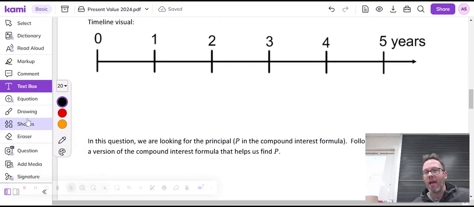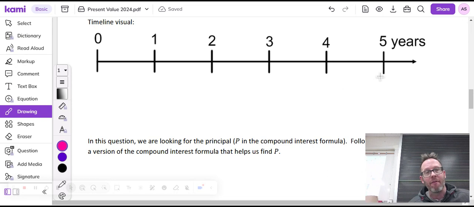So in this question, we actually know what he wants to have in 5 years. In 5 years, he wants $5,000. We don't know what he has to invest, but we have a variable for that. I'm going to pop in a P.